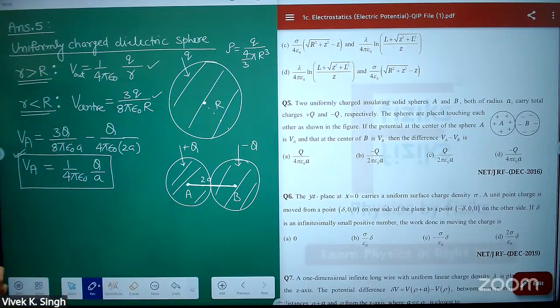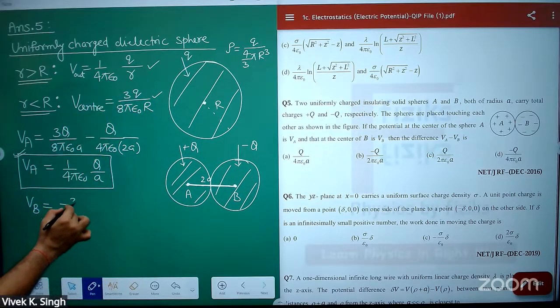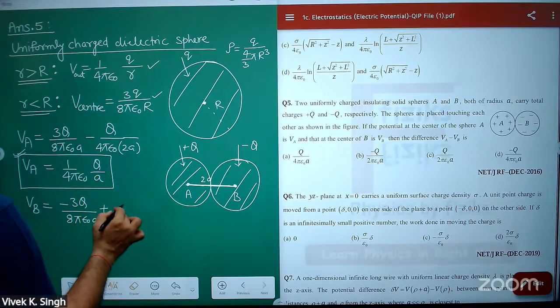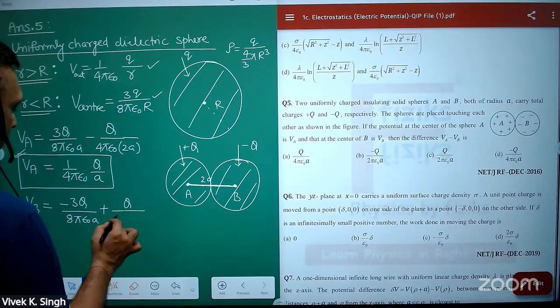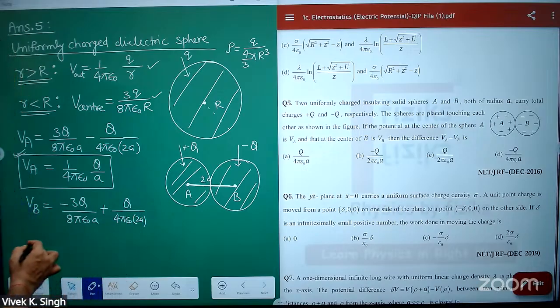So at this point, what will be VB? Now this is at the center of the minus q charge. So here you will write minus 3q over 8 pi epsilon naught A, because the radius is the same, plus q by 4 pi epsilon naught 2A. And then VB will be minus q by 4 pi epsilon naught A. This is VB.